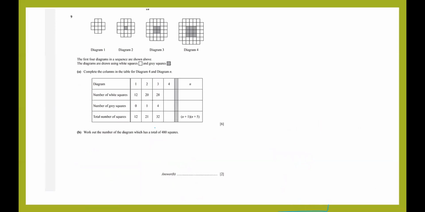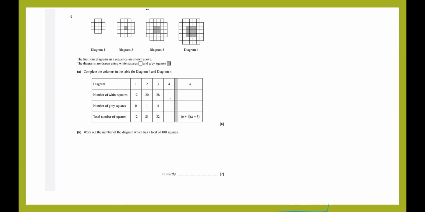In this question, one of the past paper questions, the first 4 diagrams in a sequence are shown: diagram 1, 2, 3, 4. The diagrams are shown using white squares and gray squares. You can complete the shape in here. Diagram 1 has 12 white squares and 0 gray squares. Diagram 2 has 20 white and 1 gray. Diagram 3 has 28 white and 4 gray squares.